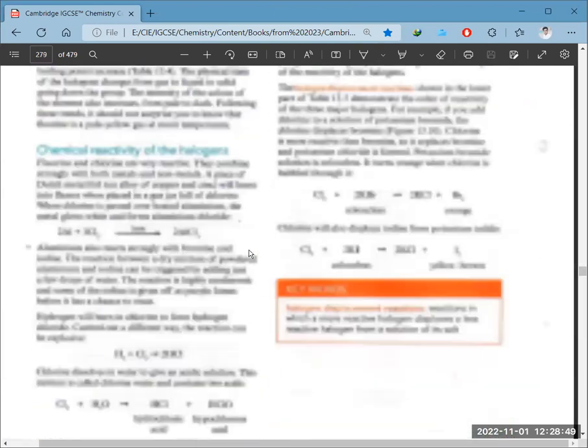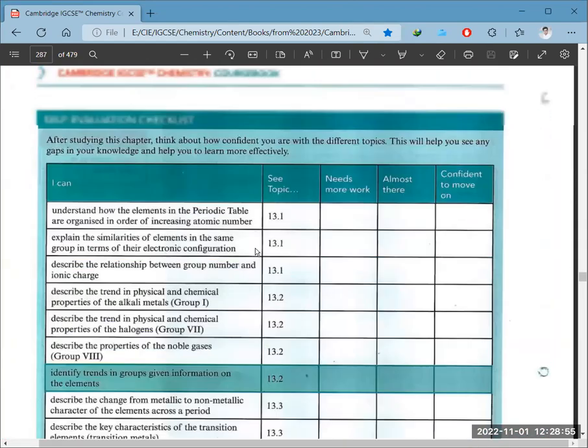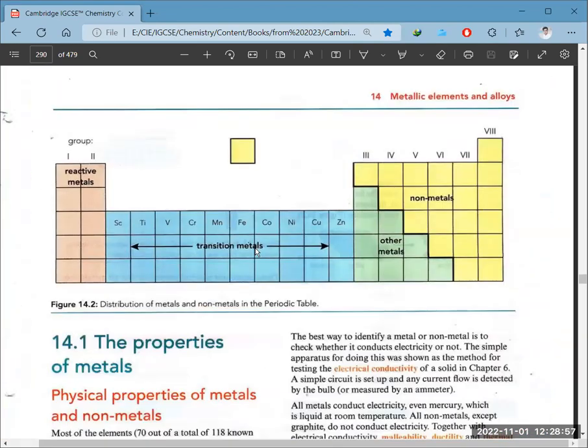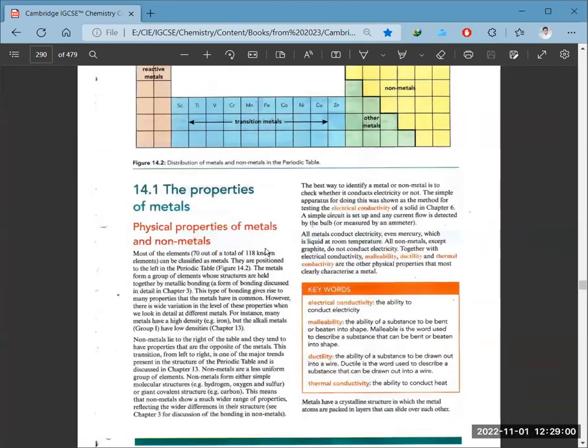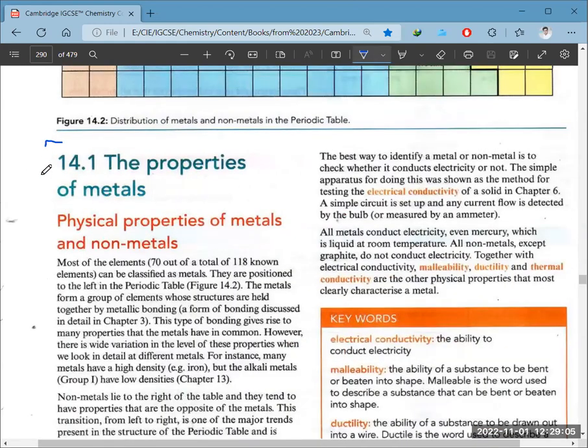So classifying elements and all of that is done. Now let's focus on metallic elements and alloys. Let's start from here. Now, Ritika, I want you to start reading from here. Yes, sir. 14.1 Properties of metals. Physical properties of metals and non-metals. Most of the elements, 70 out of the total of 118 known elements, can be classified as metals.